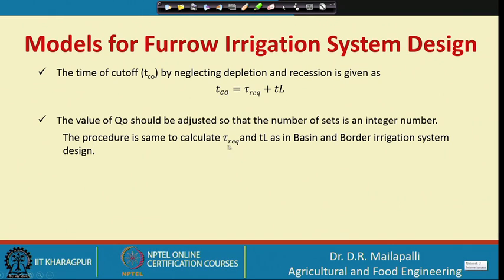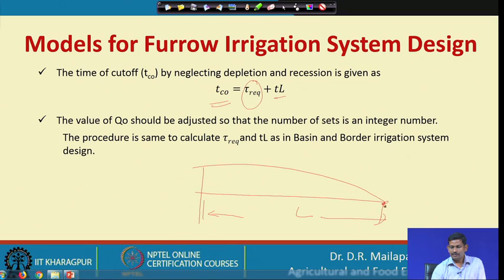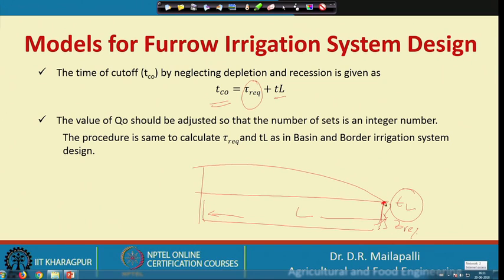So, once you get the tau required, that is the infiltration opportunity time, the time of cutoff is equal to the infiltration opportunity time plus the advance time. What happened? The waterfront advanced to the field length L. When the waterfront reaches here, the time is T L. If this is Z required, at this point when it reaches the field end, Z required is almost 0.